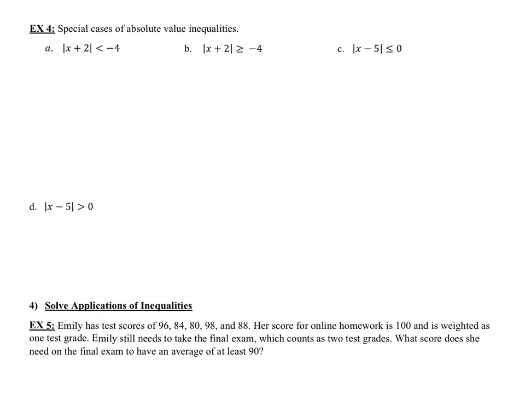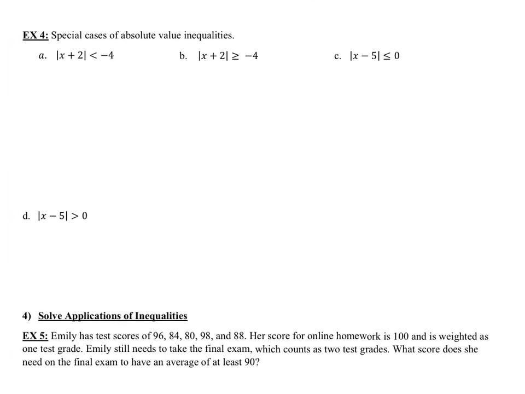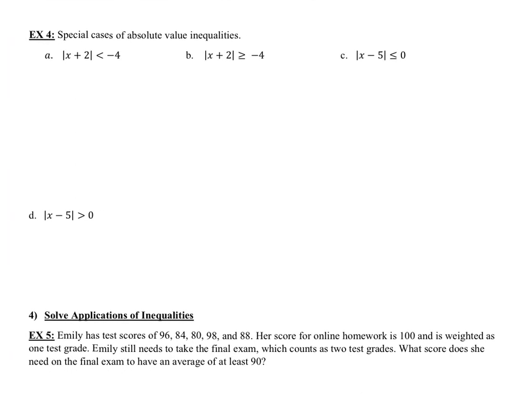Now let's take a look at some special cases of absolute value inequalities. So first one, we have |x + 2| is less than negative 4. This is saying an absolute value is less than a negative number. Does that make sense? Because remember, absolute values are always positive. This statement is saying there's a positive number that is less than negative 4. That does not make sense.